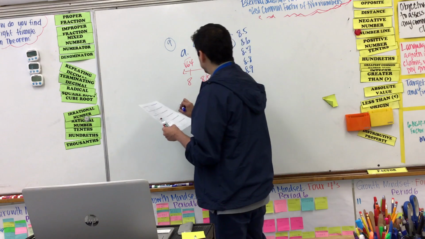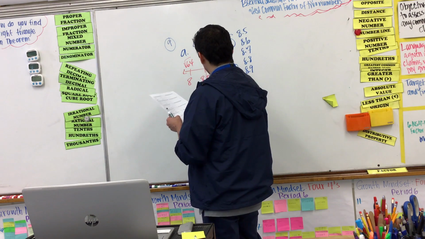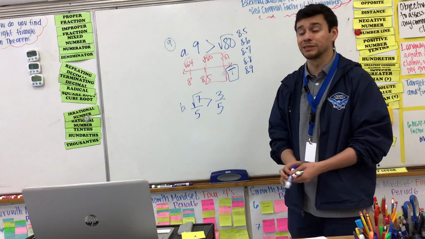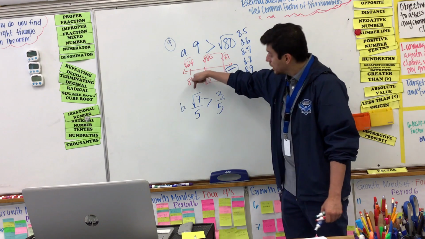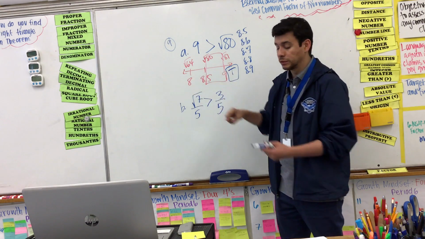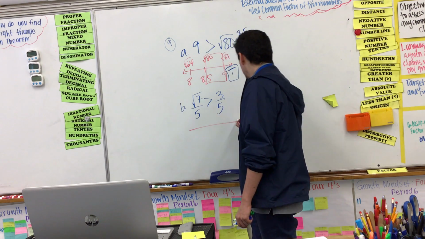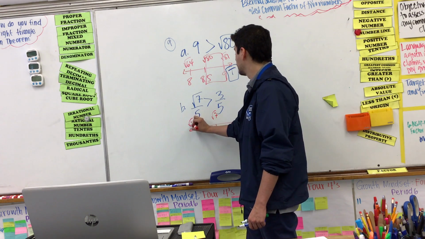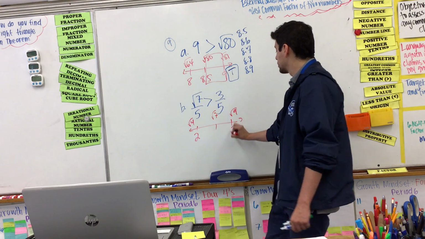Let's go to letter B. Square root of 7 over 5 greater than 3 over 5. Oh my God, they're fractions. Ignore the 5s. They're the same denominator. So let's look at the square root. So let's do the square root of 7 very quickly. The square root of 7 is between the square root of 4 and the square root of 9. I know this is 2 and this is 3.